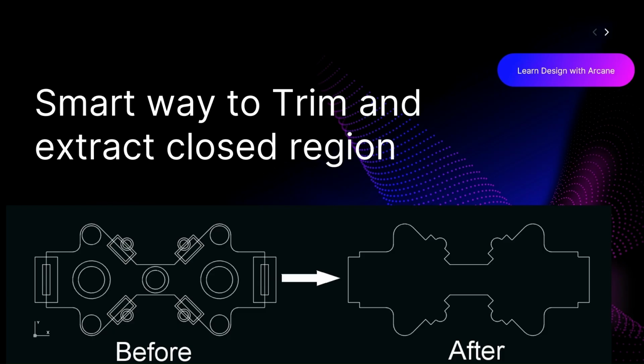Hello everyone, welcome back to another tutorial where we will learn about a smart way to trim and extract the closed region from the drawing. So you can see here in the slide, we have a drawing where a shape has been shown which was created, and after that we needed to have this type of result.